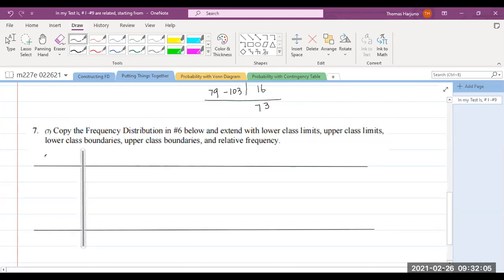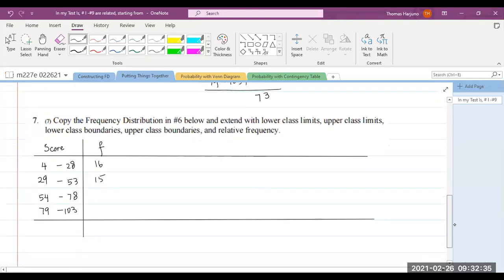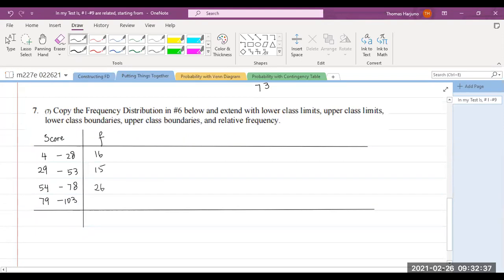This is the score. Start from 4 and then 29 and then 54, 79, that's 28, 53, 78, 103. The frequency will be 15, as I remember, 15 as well. 16, 15, 26, 16, the total of 73.